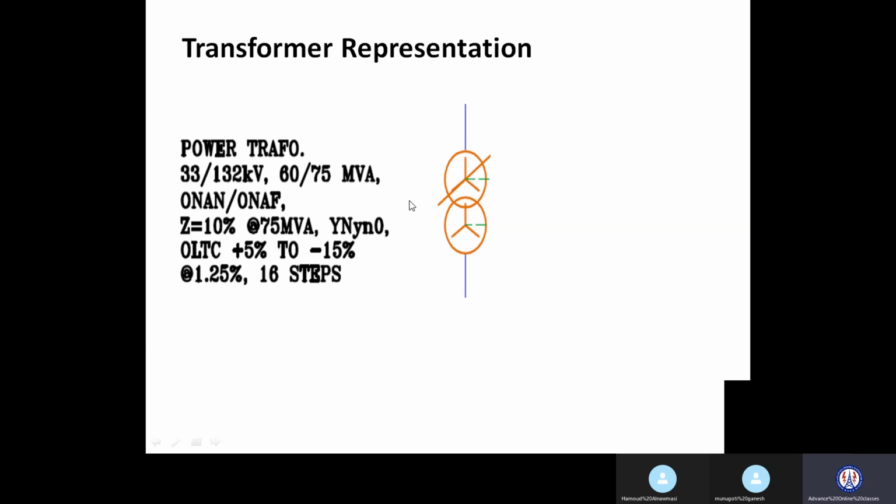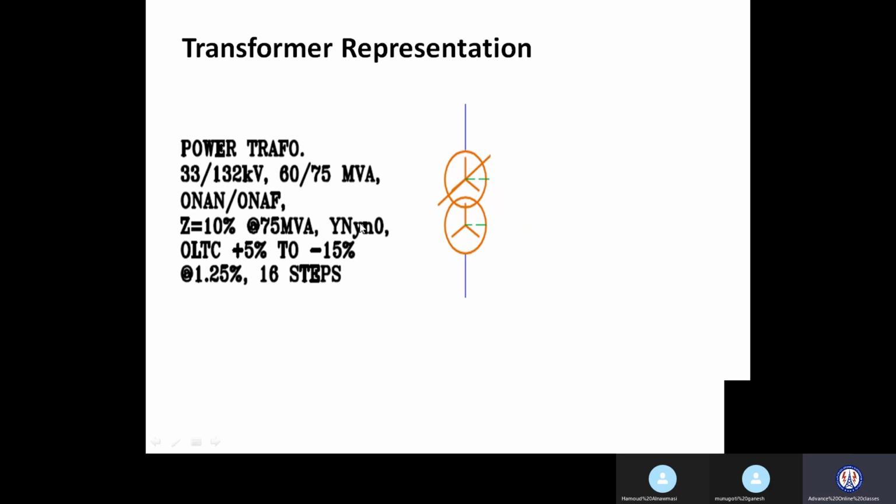Vector group of your transformer means, if you see this is a three-phase transformer, how the windings of the transformer are connected. Normally we have two types of connection, a star connection and a delta connection. So the vector group represents how your transformer windings are connected. Sometimes your primary winding is connected in star and secondary winding is connected in delta. Sometimes both windings are connected in star. So how your windings are connected, that representation is the vector group.